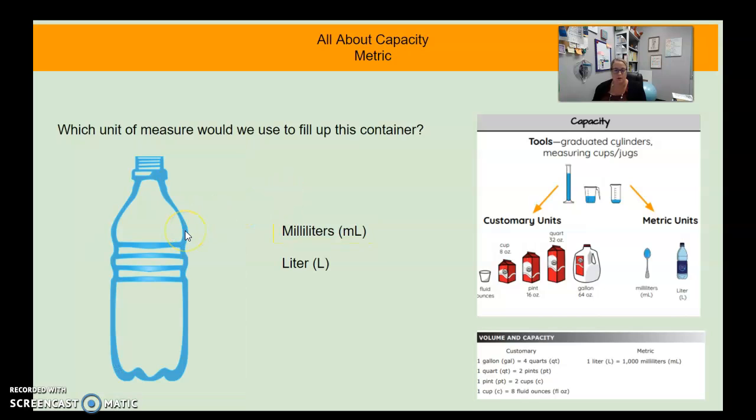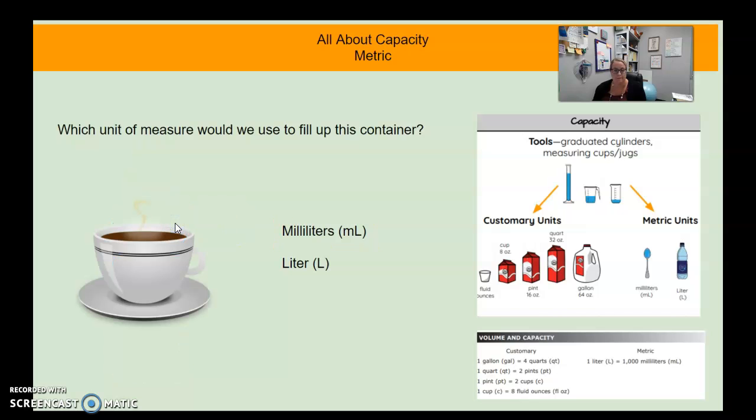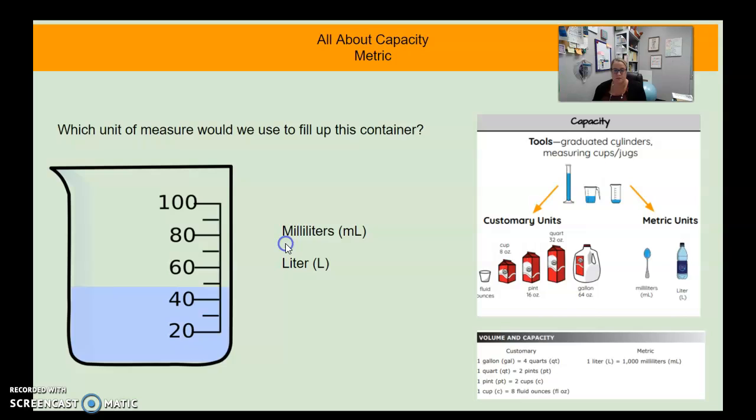Okay, what about my bottle of water? And again, if you actually look at the label, sometimes it'll tell you how many milliliters are in it. For this one, I'm going to use milliliters. What about my coffee cup? Am I going to use milliliters or liters? Now again, I love coffee, but I don't know if I could drink a whole liter of coffee. That's quite a bit. So I'm going to use milliliters.